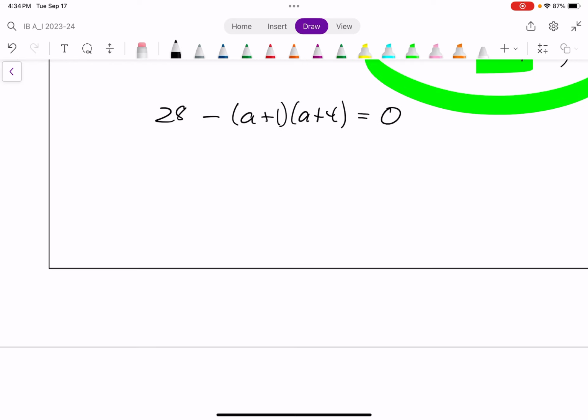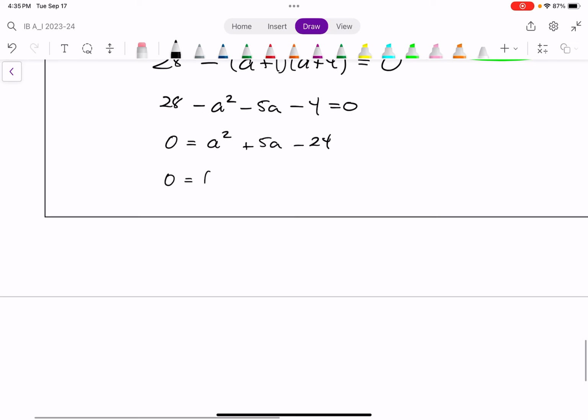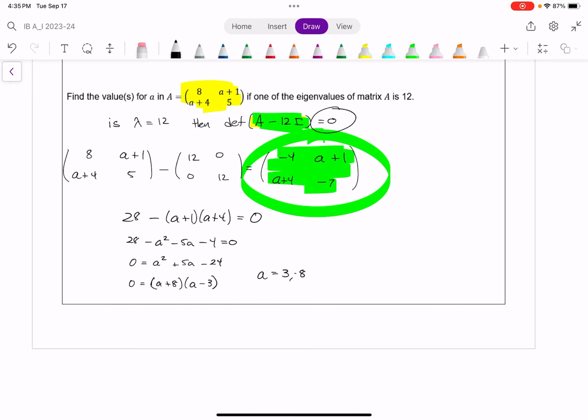And so cleaning this up, I get 28 minus a squared minus 5a minus 4 equals 0. Rearranging things so I get my a squared positive, I get 0 equals a squared plus 5a minus 24. I want to solve for a. Let's hope it factors. It does. How convenient. I get factors of a plus 8 and a minus 3, which means the solutions for a are positive 3 and negative 8. Those are my 2 solutions. And so for those 2 values, my eigenvalues are indeed 12.